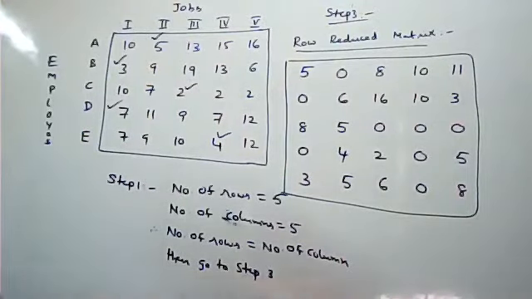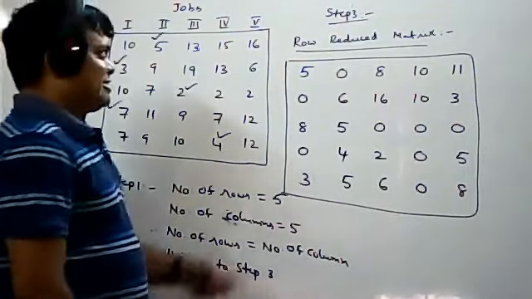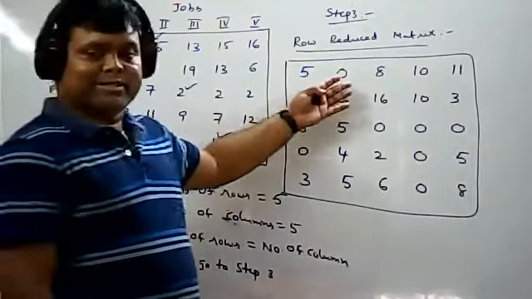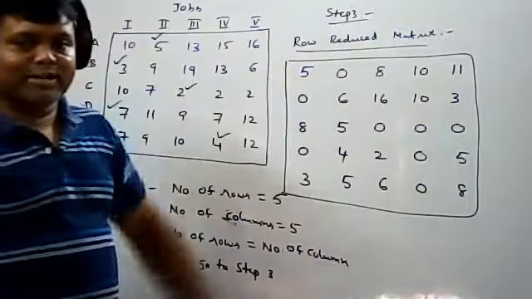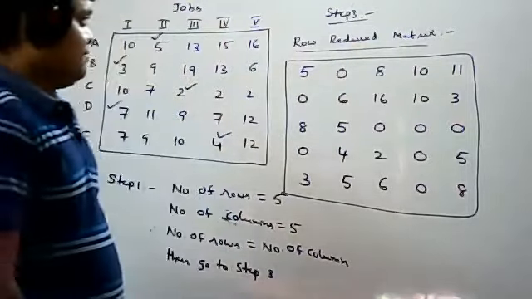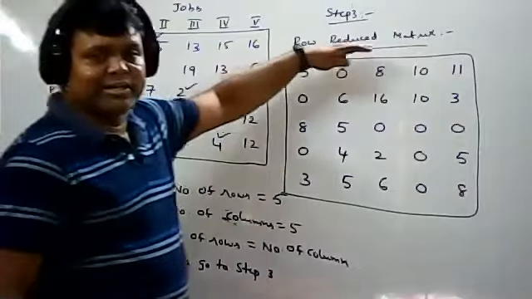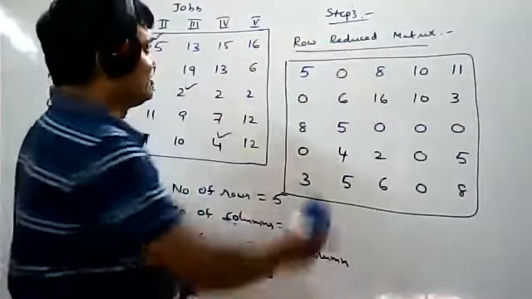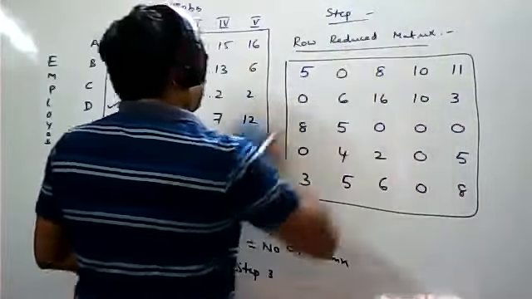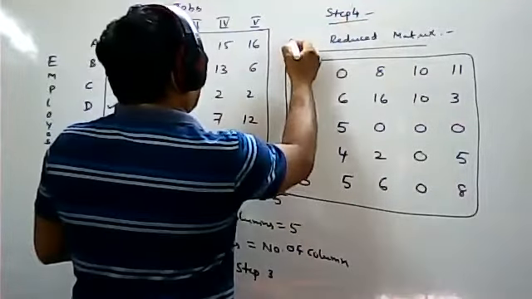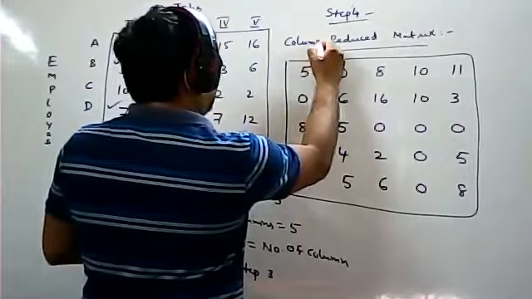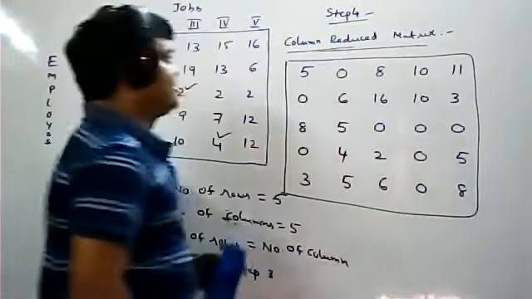Now step number 4 is nothing but the column reduced matrix. For doing step number 4, you have to take step number 3 as the main table for calculating the column reduced matrix. Step number 3 is completed, and step number 4 is the column reduced matrix.